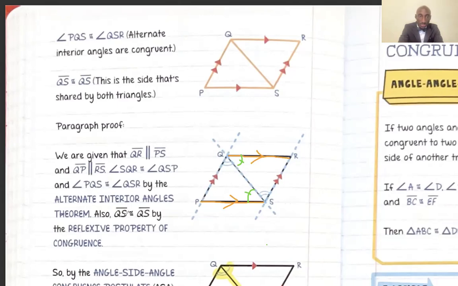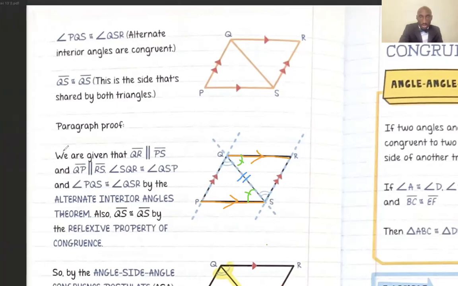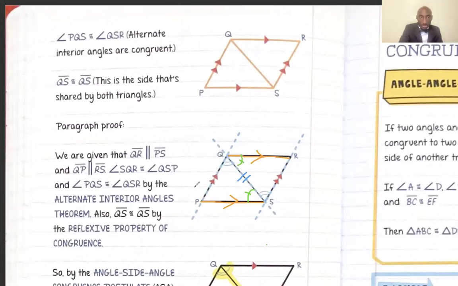Also, side QS is congruent to side QS, because it's a shared side, by the reflexive property of congruence. The identity is such that it's congruent. So we know that these sides are shared. So by the angle side angle postulate, these are also a set of alternate interior angles, right?